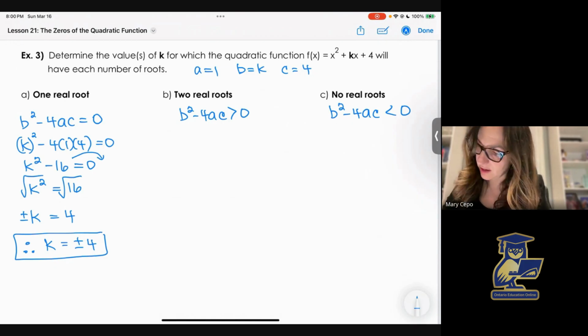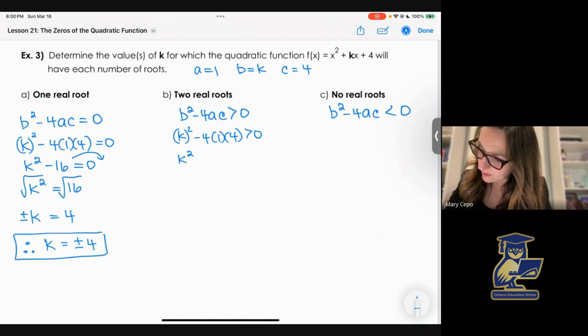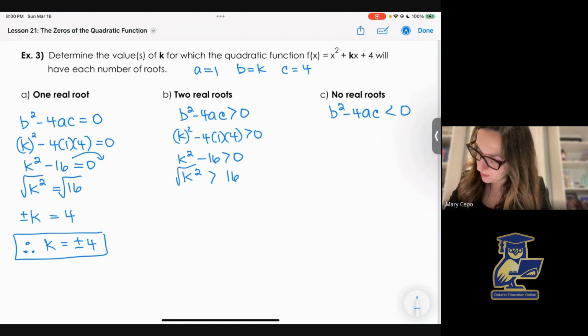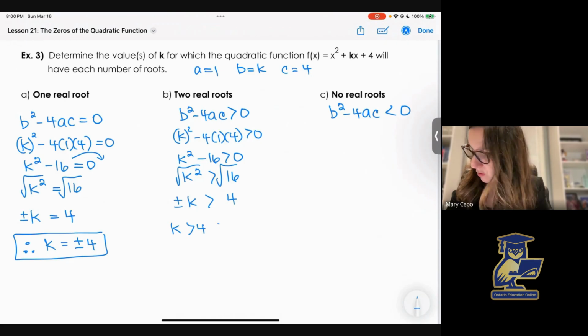So following along again, k squared minus 4 times 1 times 4 has to be greater than 0. So then again, we'd have k squared minus 16 has to be greater than 0. So k squared is greater than positive 16. Again, taking the square root of both, plus or minus k has to be greater than 4. So keeping that in mind, that means either k is greater than 4 or negative k is greater than 4.